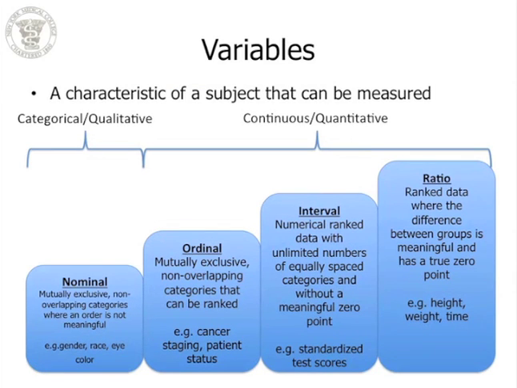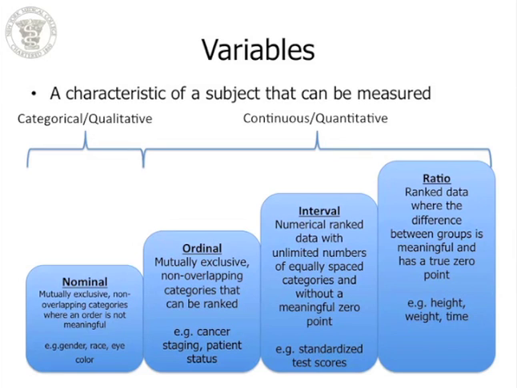So first we should discuss what is a variable. Well, a variable is a characteristic of a subject that can be measured. It can be broadly broken up into categorical or qualitative variables and continuous or quantitative variables. Now, really one type of categorical variable is important in statistics, and that is the nominal variable. And these are variables that are mutually exclusive, non-overlapping categories, and one where an order is not meaningful. And examples of this can include gender, race, and eye color.